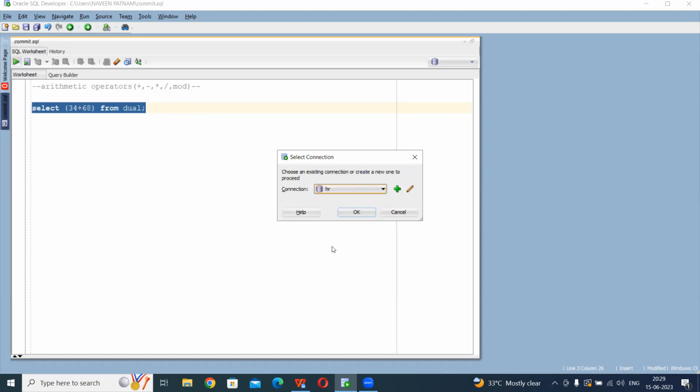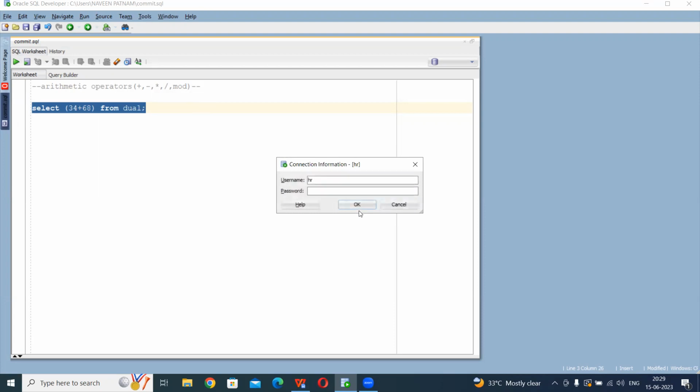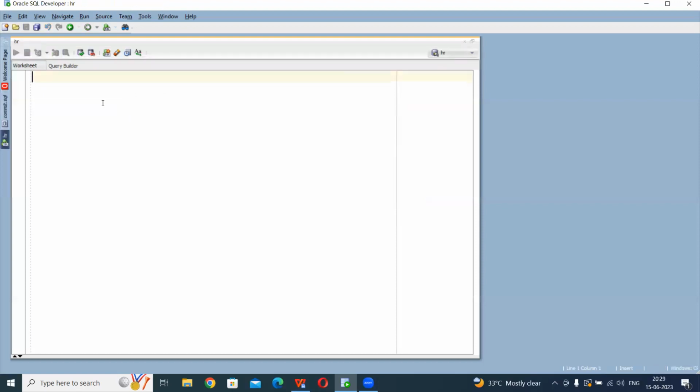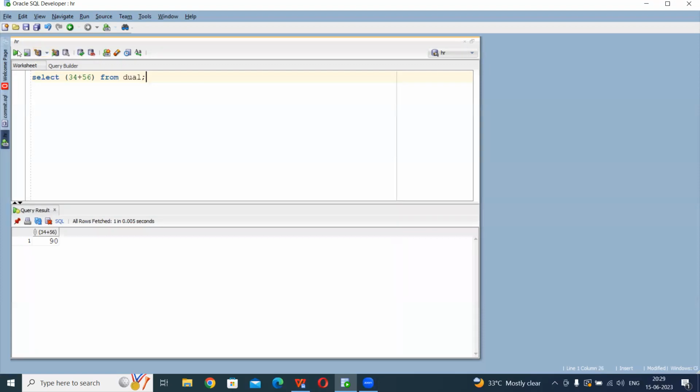Don't worry about these connections, guys. I'll help out with these connections at the time of installation. Running the query means you need to select the query you have written and hit a button which is present here. I'm hitting the green color play button, which is present on the top of the worksheet. You can see I have an output window exactly below the worksheet.